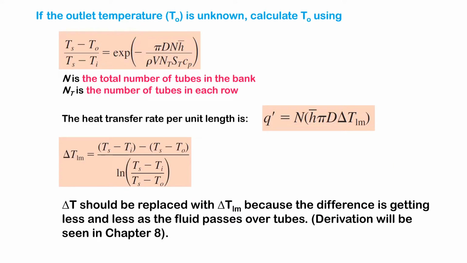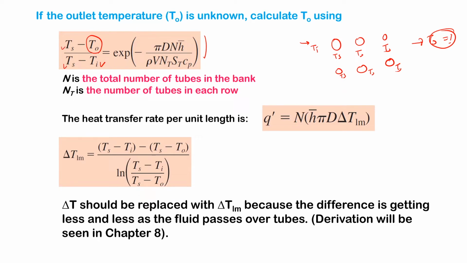So if the outlet temperature is unknown, and in most cases you will have a problem where T inlet is known, T surface of the banks is known, T surface, these will be known, but you will not know T outlet. In most cases, let's say you are trying to estimate what is the outlet temperature if you have 100 tubes within a system. Okay, so what do you need to do? In this case, we'll be using this equation, and from this equation we'll be calculating T outlet. Okay, so T in is known, Ts is known.